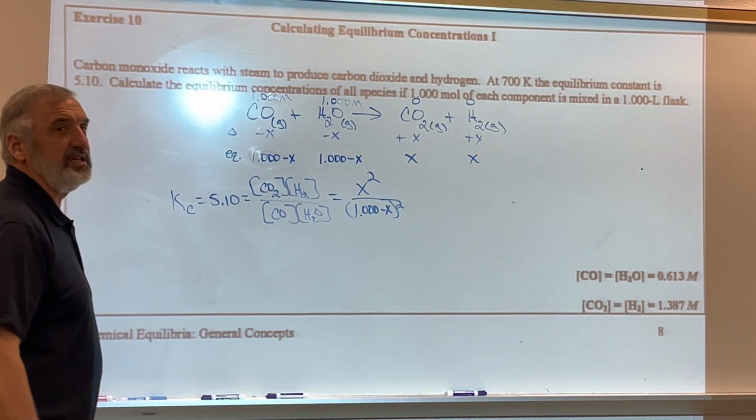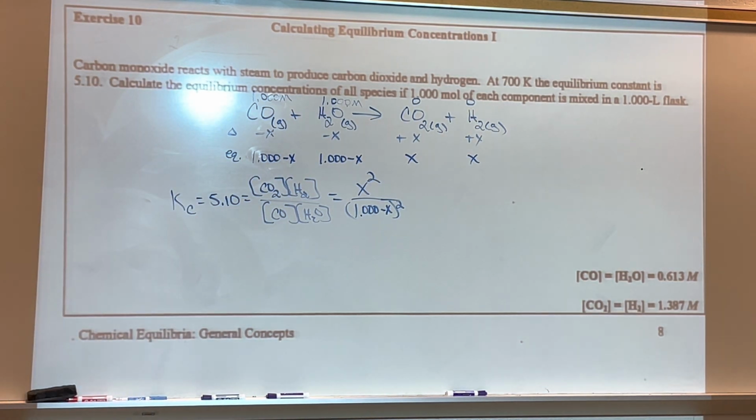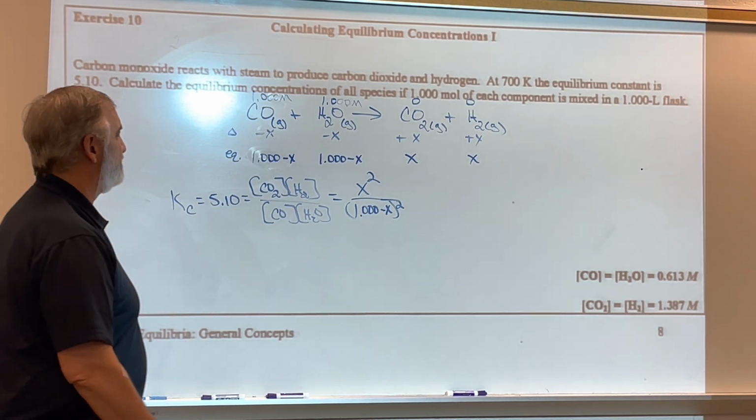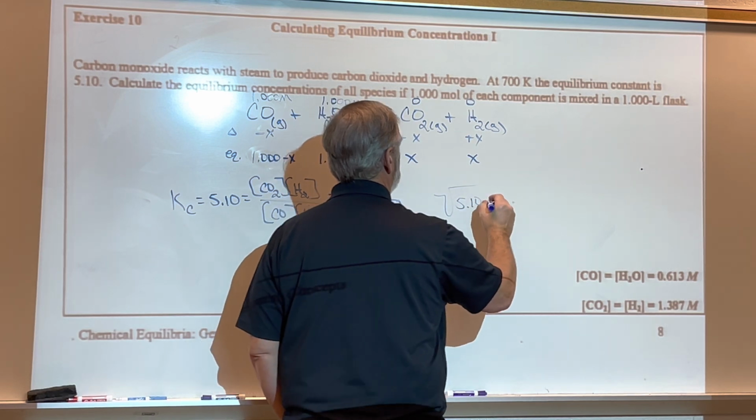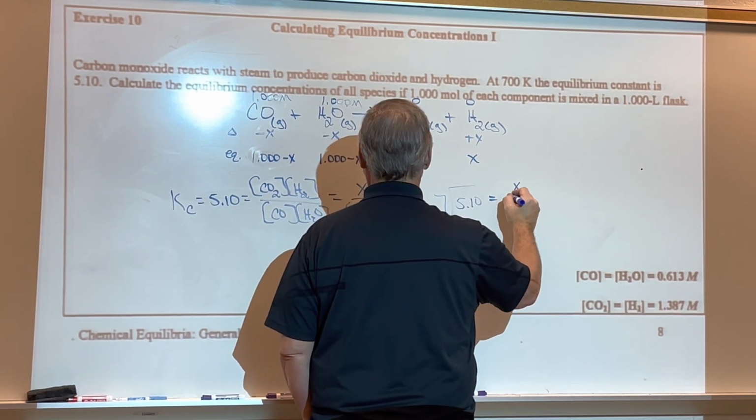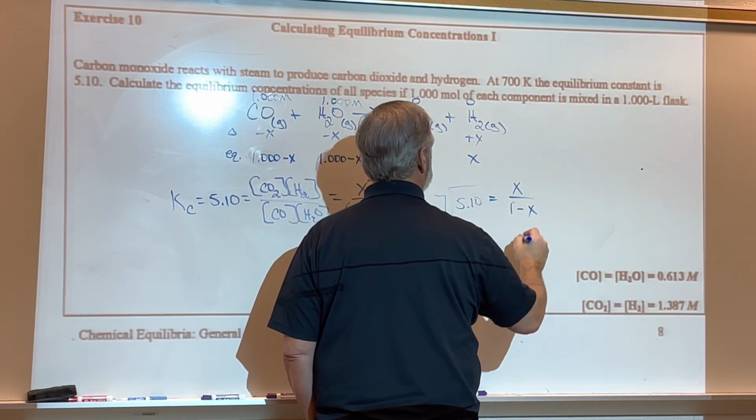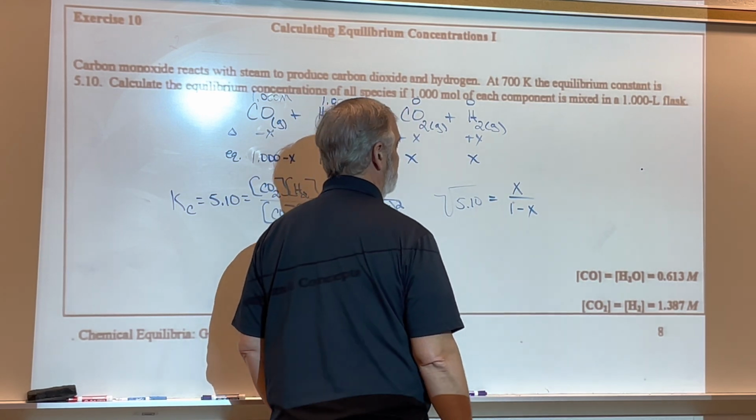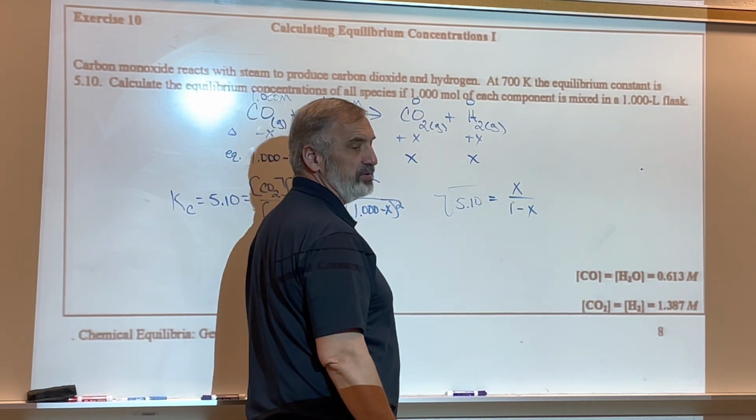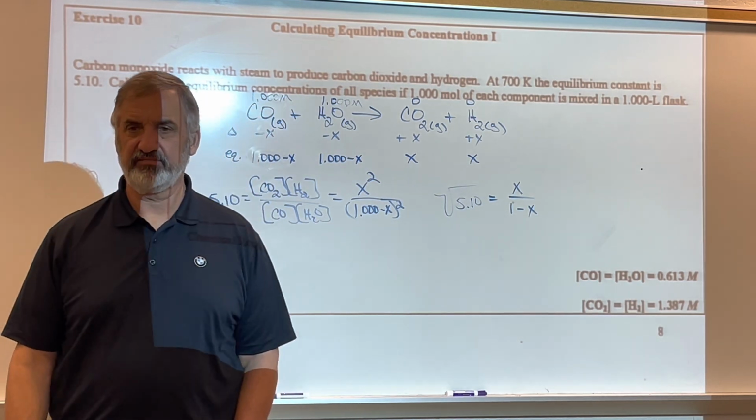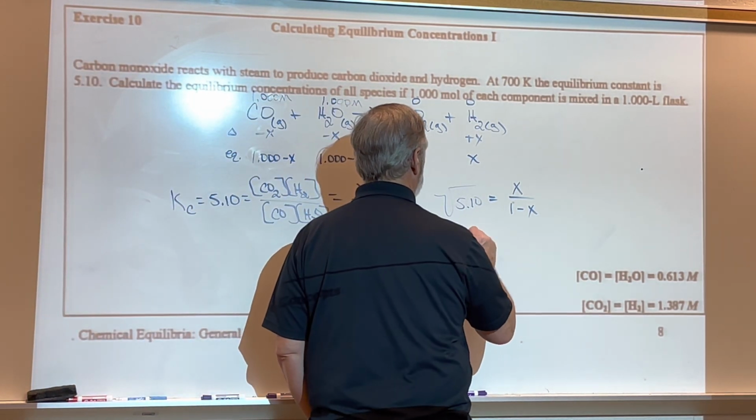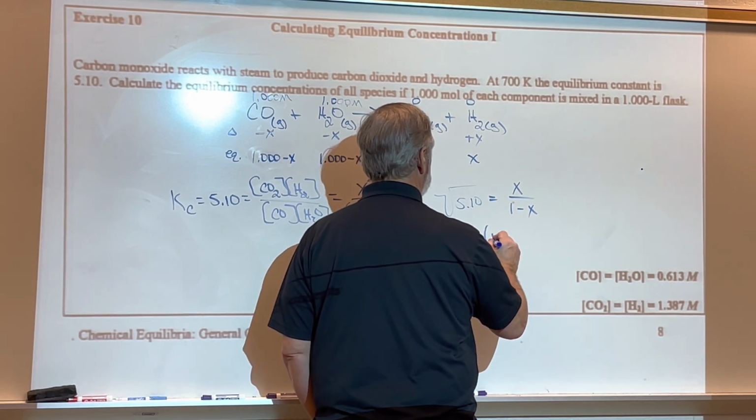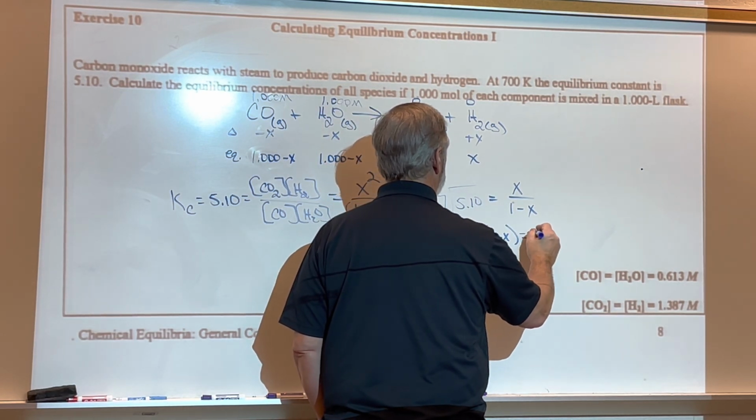Okay, so how do we make this non-quadratic? Square root. Take the square root of both sides. The square root of 5.10 is going to equal x over 1 minus x. We can add in all our sig figs later. So what's the square root of 5.10? 2.26 times 1 minus x is equal to x.